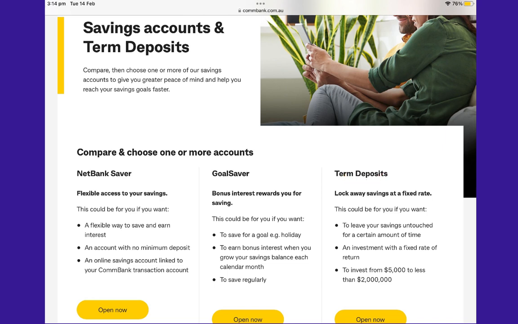So term deposits are great if you're happy to leave your money untouched, if you're looking for an investment, and if you've got a little bit more money. So you don't really put a term deposit of $500 away. You're probably looking at a few $1,000s.